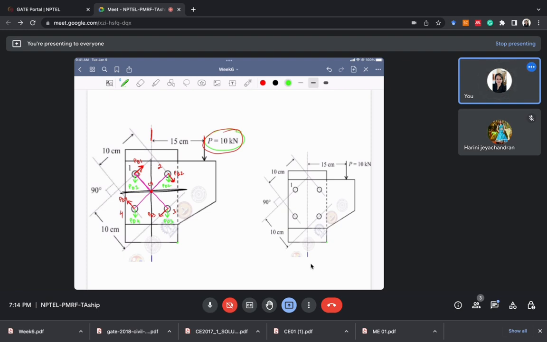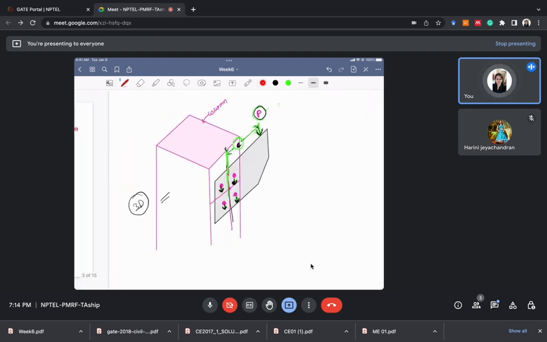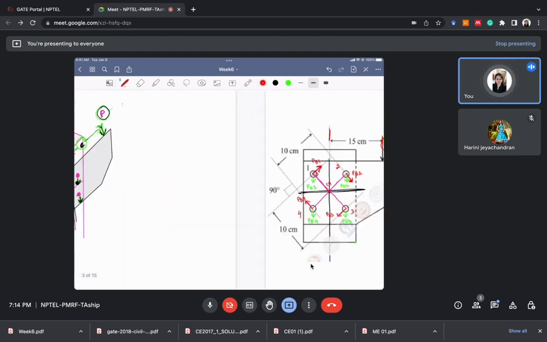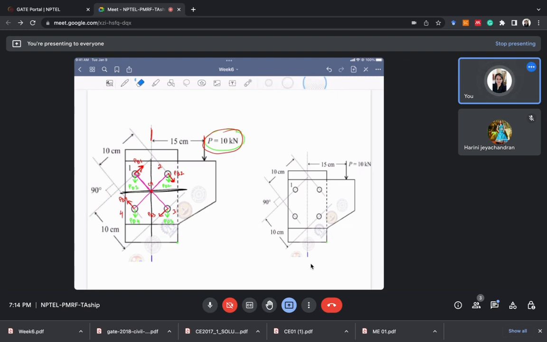You do not need to do all these things for the GATE exam. I'm just doing this for the explanation. In the GATE exam, the question was to find the resultant force in bolt number 1 only, so you should consider bolt number 1 only. All the others you do not need to consider, so I'm removing all other forces. You only need to consider the forces in bolt 1.